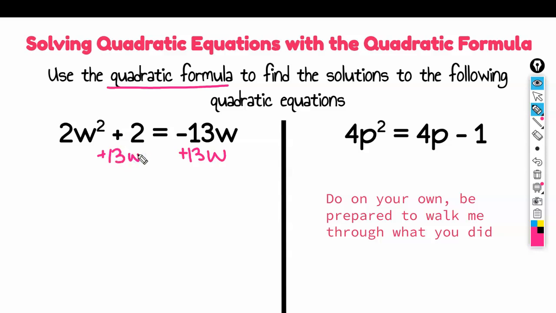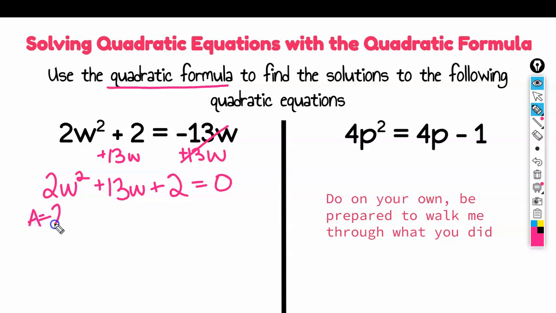Now, it is still very important that I maintain the order of things. 2w squared plus 13w plus 2 equals 0. Now I can figure out what A and B and C is. So A is 2, B is 13, and C is 2.